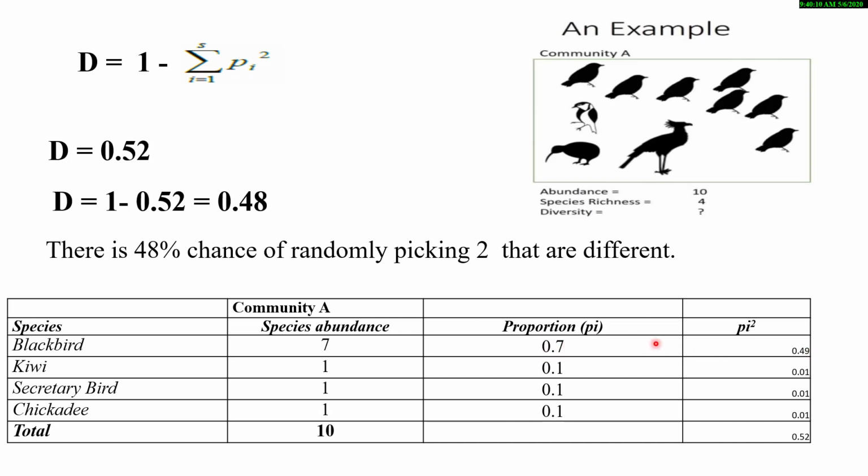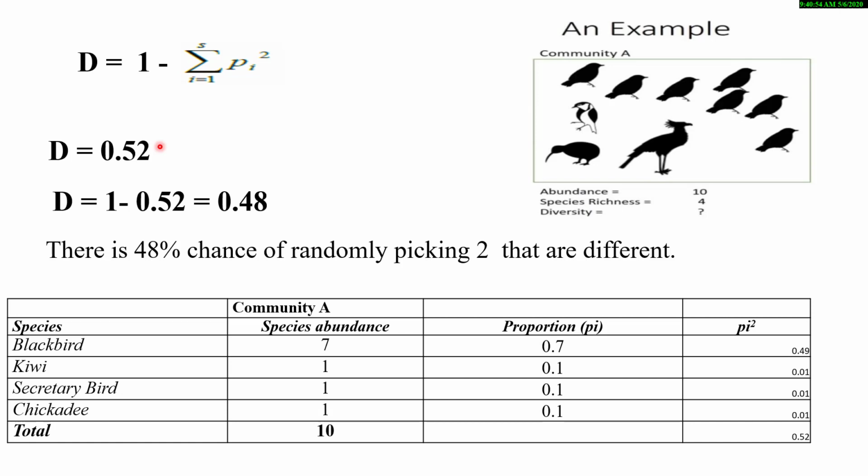When you square 0.7, you get 0.49. When you square 0.1, you get this. When you finish, you take the summation of this. When you add all of this, you will get 0.52. And that is D. And this is the probability that any 2 individuals sampled from the population will be the same. There's a 52% chance that any 2 individuals sampled from the population will be the same.